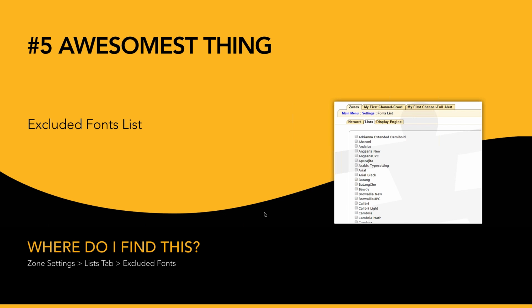So our excluded font list is our number 5 awesomest thing. Again, that's located in that zone settings menu, in the lists tab, and excluded fonts.